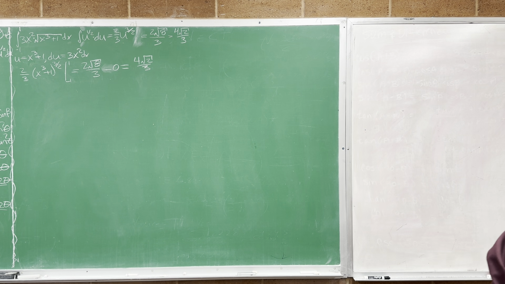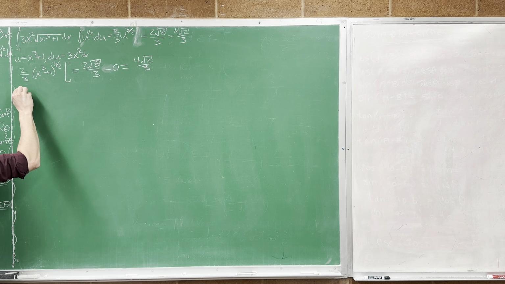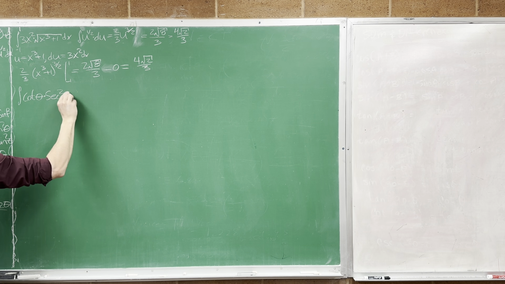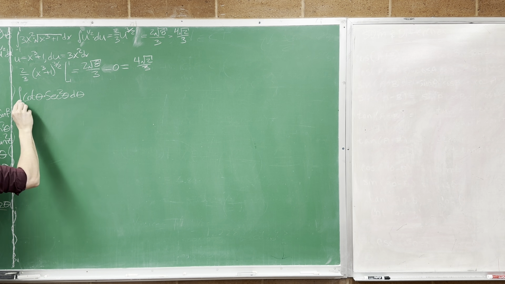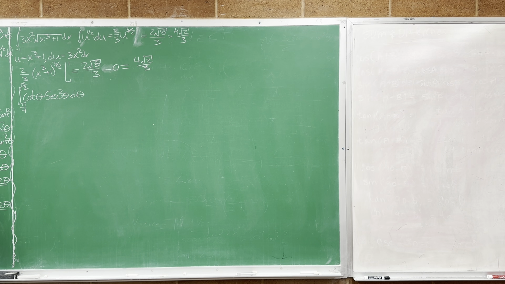Okay. This next one, from pi/4 to pi/2 of cotangent of theta times secant squared of theta. So we're doing the integral of cotangent of theta times secant squared of theta, d theta. And this was from, I think, pi/4 to pi/2. Okay? All right.